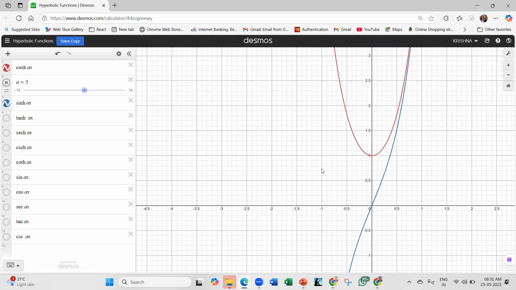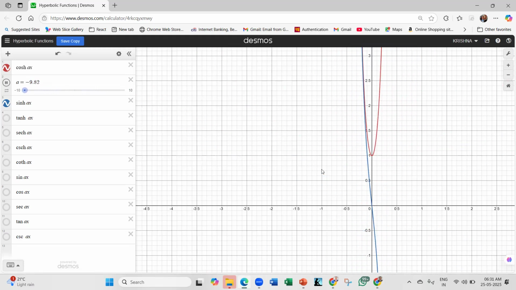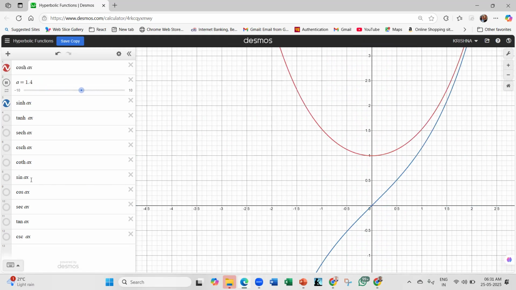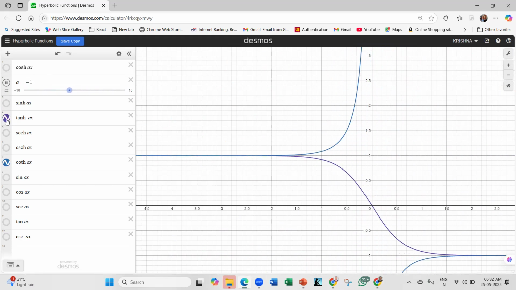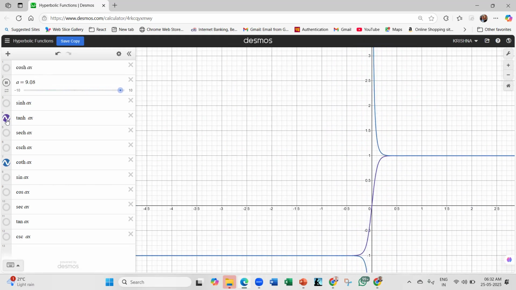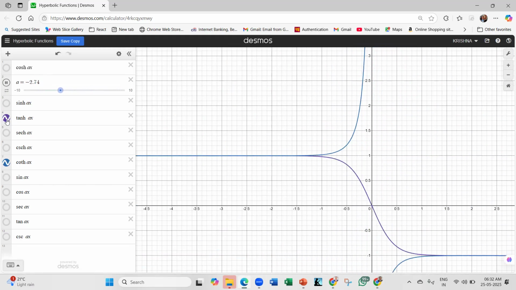This is the graph of sine and cosine. Now let us take the graph of tan hyperbolic x. This is the graph of tan hyperbolic x. Now, if we take the graph of cot hyperbolic x, this is the graph of cot hyperbolic x. And if we take both the graphs simultaneously, just look here. We know that cot and tan are opposite to each other.